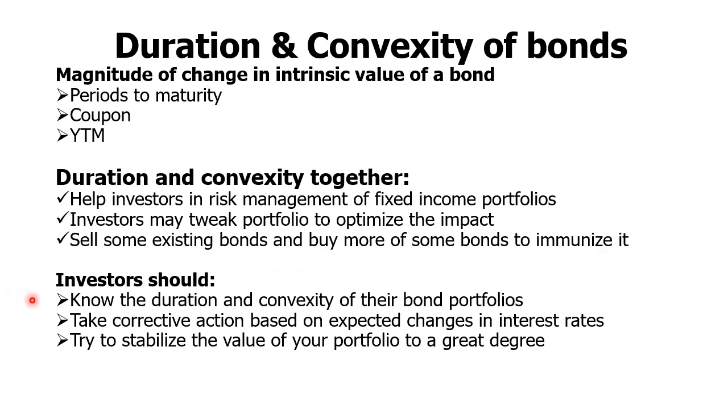Basically, you must be mindful of the varying interest rate sensitivities of the prices of the bonds that you own and know the duration and the convexity of your bond portfolio. And you must take corrective action based on the expected changes in interest rates. If you can do so successfully, you can bulletproof or immunize your bond portfolio to the changes in interest rates. You'll be able to stabilize the value of your portfolio to a great degree. So let's first discuss the duration measure.